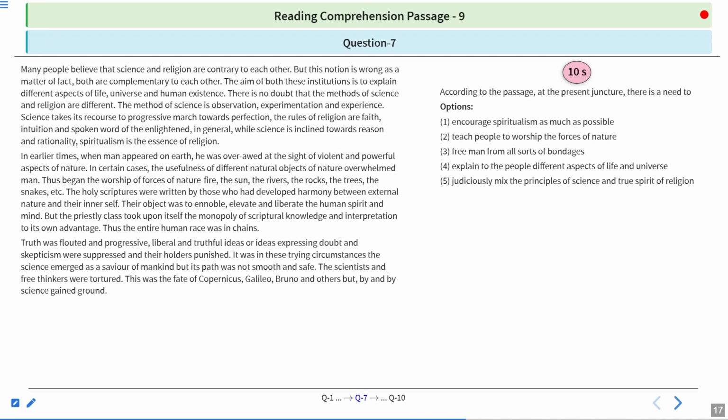According to the passage, at the present juncture, there is a need to. Options are: encourage spiritualism as much as possible, teach people to worship the force of nature, free man from all sorts of bondages, explain to the people different aspects of life and universe, judiciously mix the principles of science and true spirit of religion. I hope you have understood and you have 10 seconds to answer.